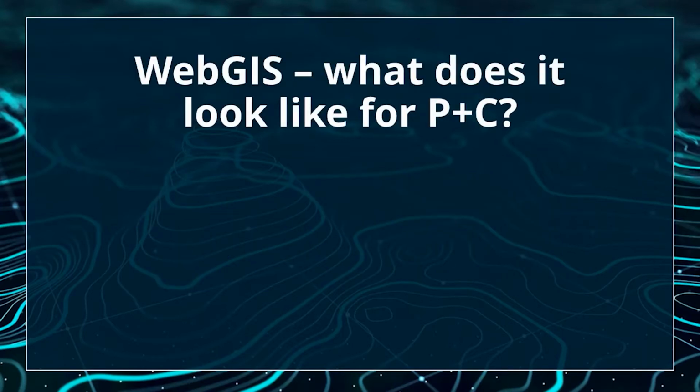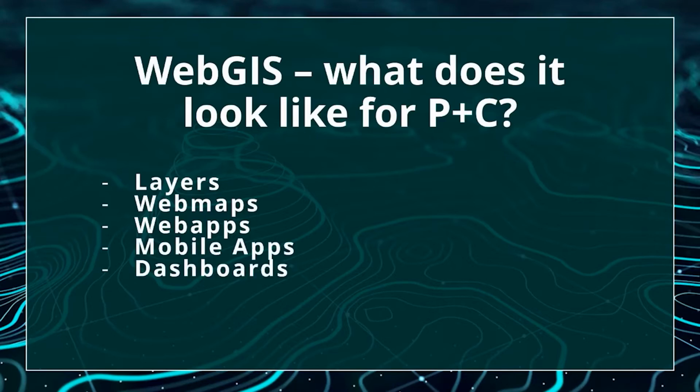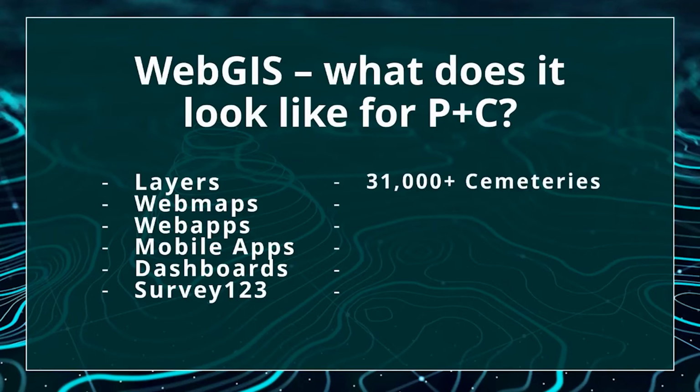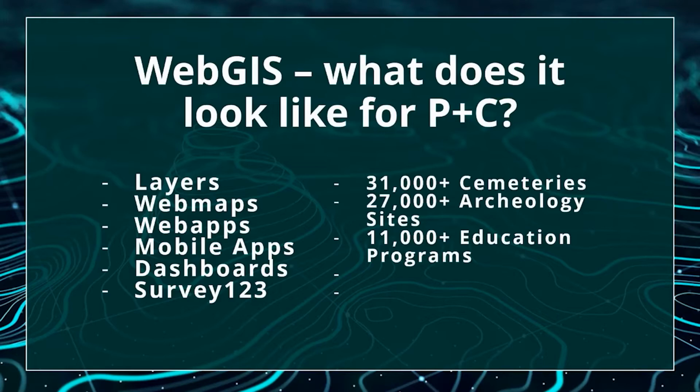WebGIS, what does it look like for parks and conservation? It is layers, which create web maps, and web maps create web apps. Web maps can also create mobile apps filled with layers, and web apps can be things like dashboards or Survey 123, which are also based out of mobile apps. In reality, on the ground, this looks like 31,000 cemetery points that we've collected, 27,000 plus archaeology sites that are growing, 11,000 education programs submitted through PRMI. We also have tons and tons of trails in our parks and natural areas, and loads of external data.